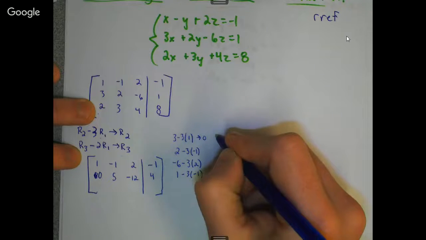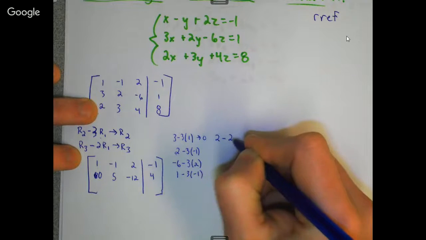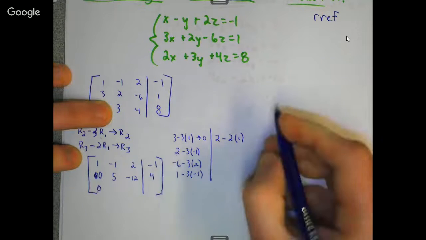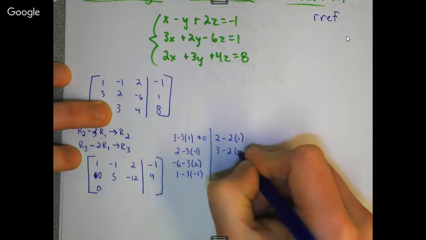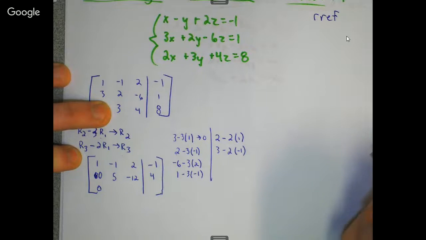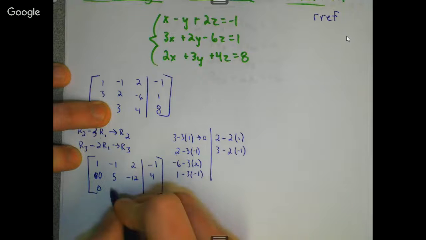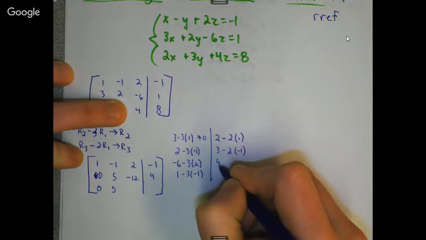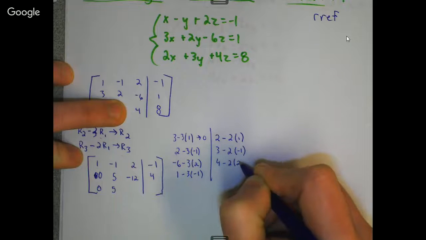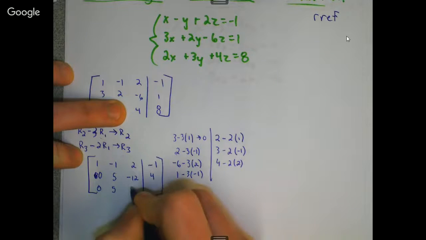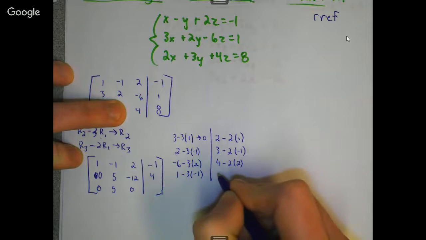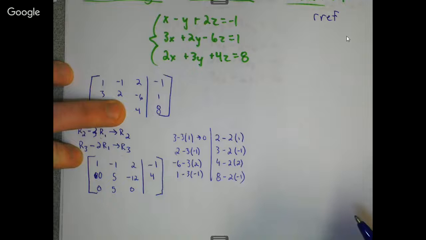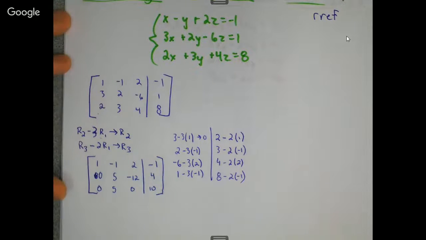So that's a 2 minus double row 1. Okay, so that's 0. Then we have 3 minus double row 1. So that's 3 plus 2. Then we have 4 minus double row 1. So that's 4 minus 4, that's 0. And we have 8 minus double row 1. So that's 8 plus 2, which is 10.